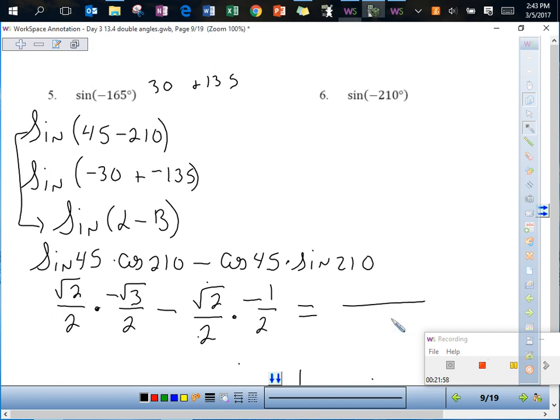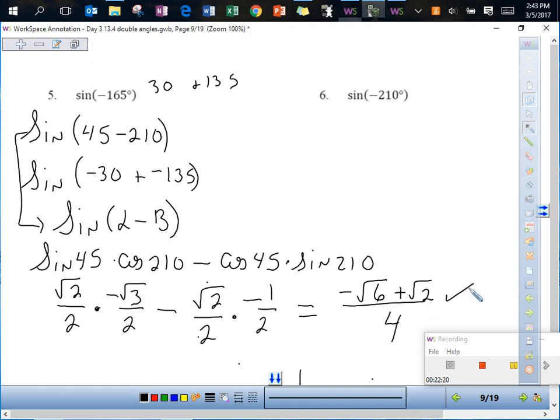Ending answer, look at that 4 in the denominator again. Square root of 2 times negative square root of 3, I've got negative square root of 6. Negative times a negative is a positive radical 2. Or radical 2 minus radical 6, all over 4. Okay? And then guys, we can check it again.